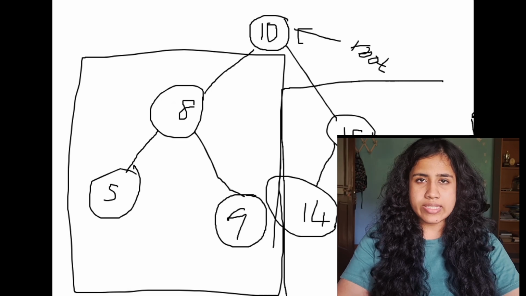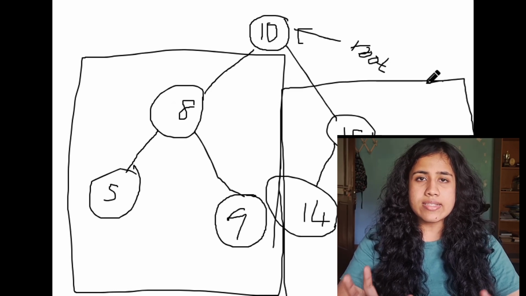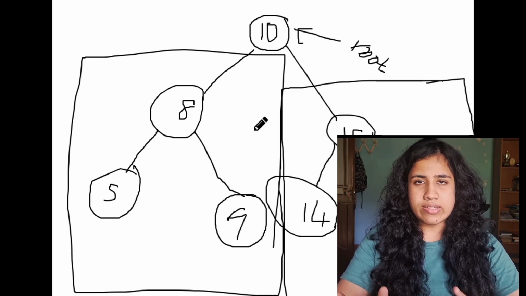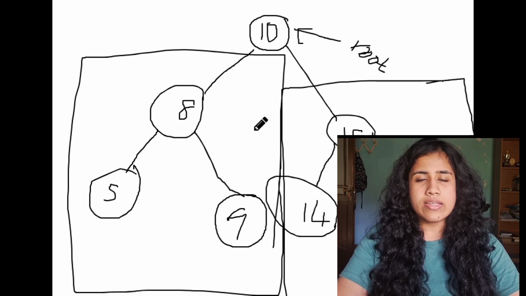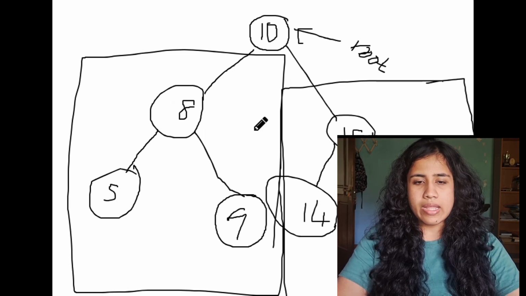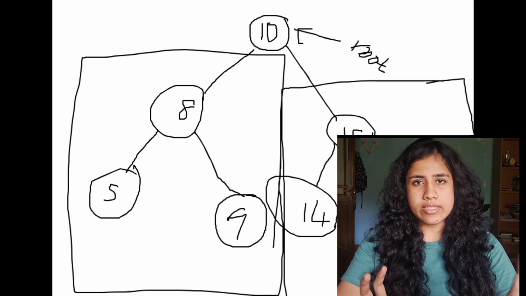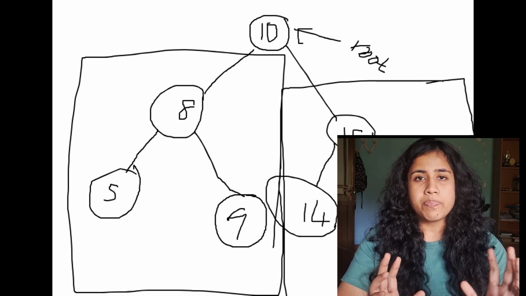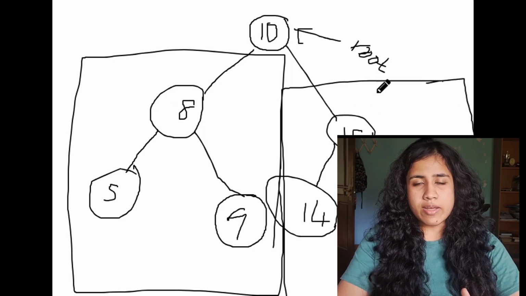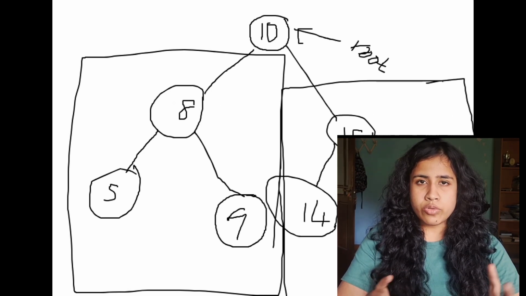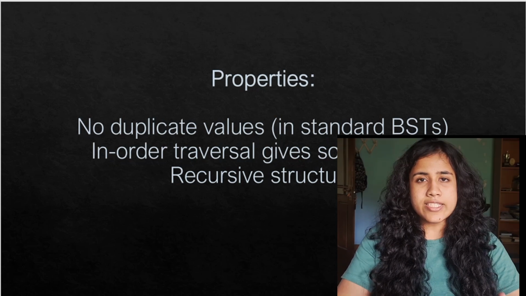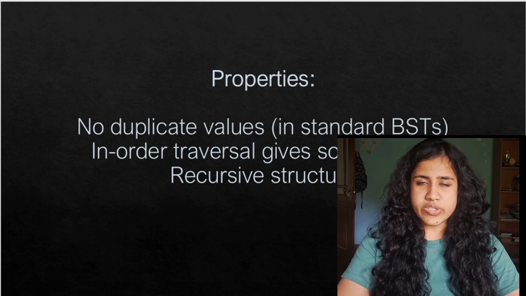So what you have to understand is that a tree has a left subtree and a right subtree, which is divided by a root, and the values in the left subtree are less than the root node value, and the values in the right subtree are greater than the root node value. That's the simple idea of how a binary search tree works.